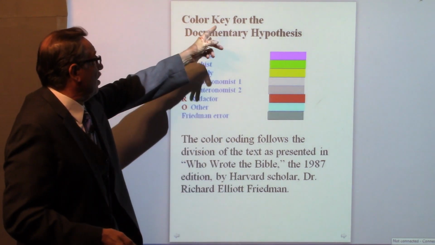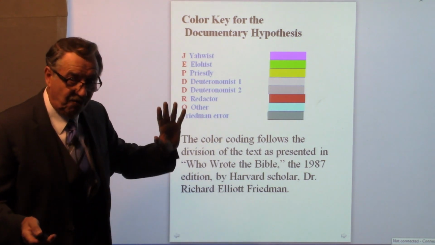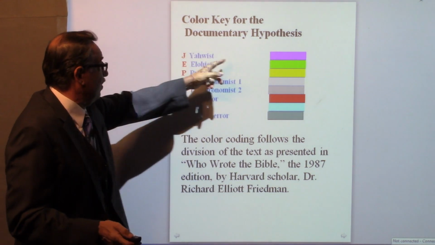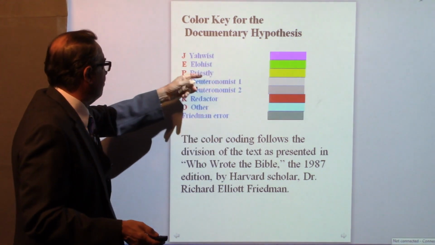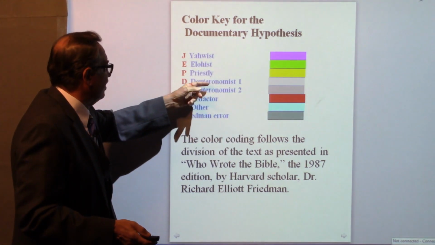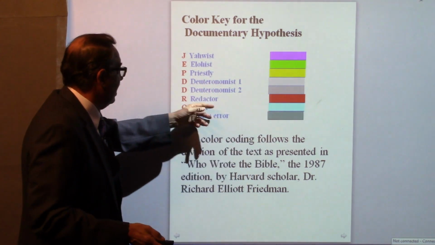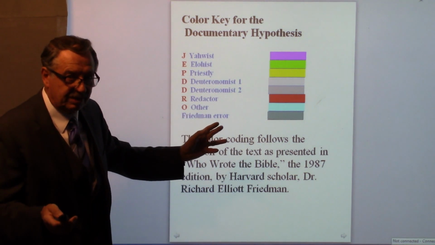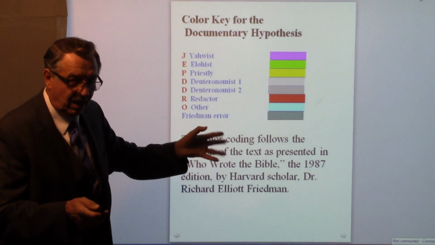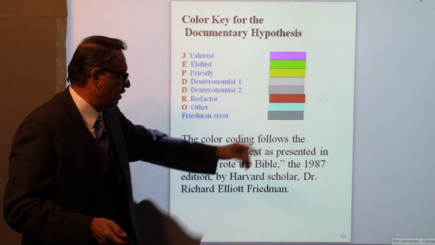Now we're going to color code this supposed writing according to the 4 sources. So we've got the Yahwehs, that'll be in purple, and then the Elohists will be green, and the priestly code will be yellow, and I've got 2 shades of gray for the Deuterists or Deuteronomists. Redactor is red, and other, that's the group that they don't know who that is, but he just kind of showed up in the text. Other comes through, that's blue, and then the Friedman error will be this color here.